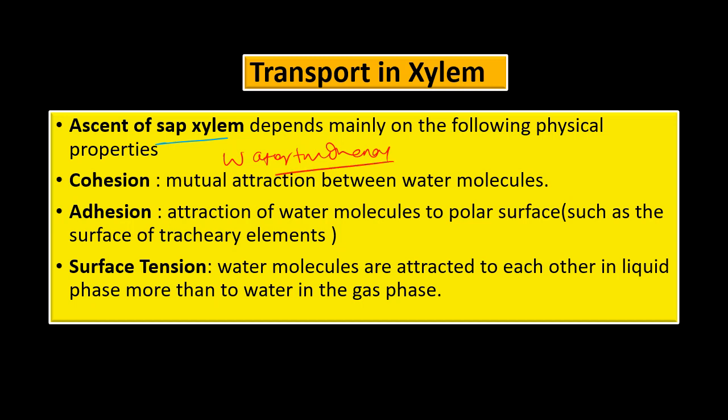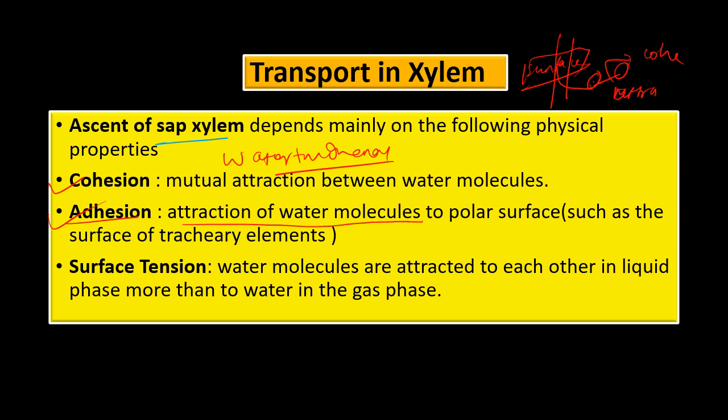The transport of water and minerals, or mostly water, occurs through a process known as the cohesion adhesion process. So what is cohesion adhesion? Cohesion means if the water molecules are mutually attracted, then this is called cohesion. And if, let's consider this is the xylem surface, the water molecules are attached to the surface, this is known as adhesion.